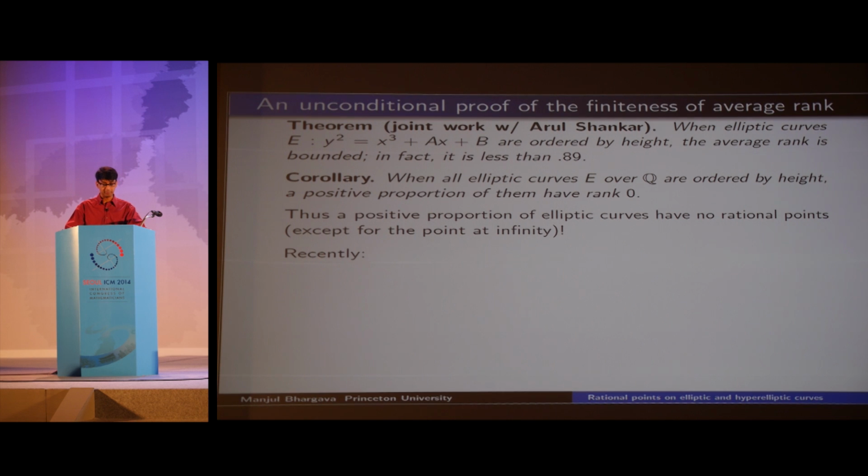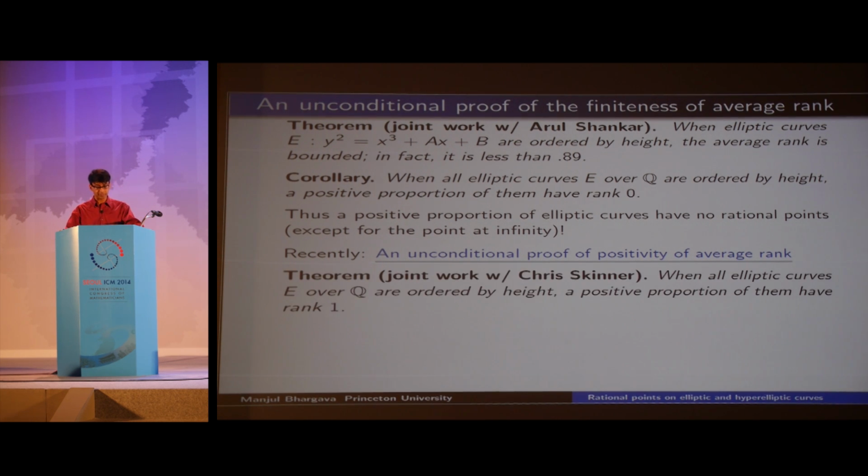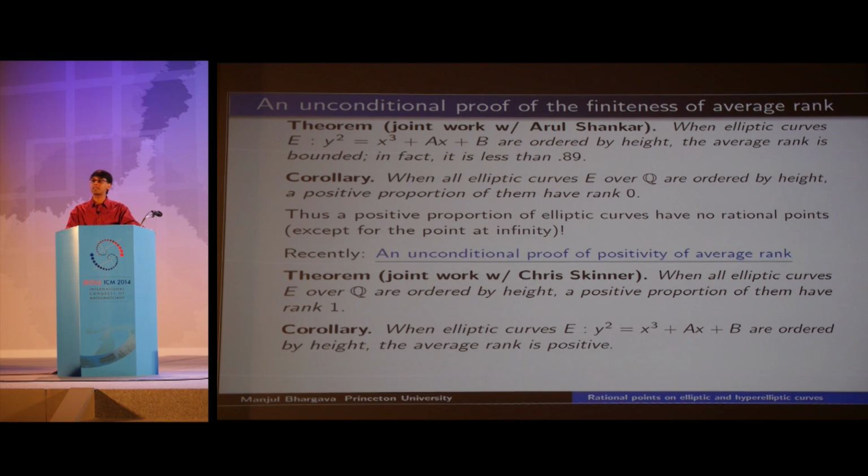And more recently, we now have an unconditional proof of the positivity of average rank. So the upper bound is 0.89, but we now actually have a lower bound. So this is a theorem in recent joint work with Chris Skinner, that when all elliptic curves E over Q are ordered by height, a positive proportion of them also have rank 1. In other words, a positive proportion of elliptic curves have infinitely many rational points. And a corollary, therefore, is that when elliptic curves are ordered by height, the average rank is strictly positive. In fact, we show a lower bound of about 0.2. So the average rank is now sandwiched between 0.2 and 0.89. And 0.5 is pretty much in the middle of those, more or less.